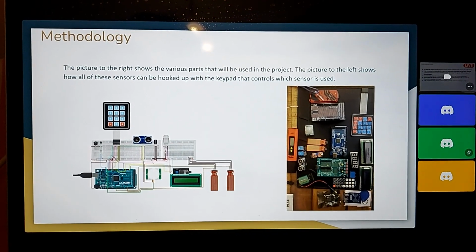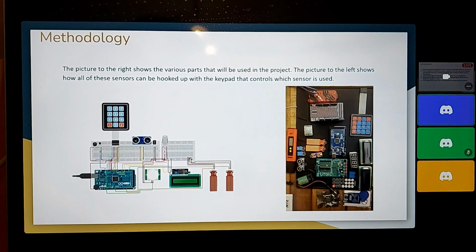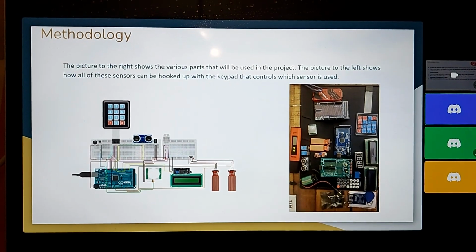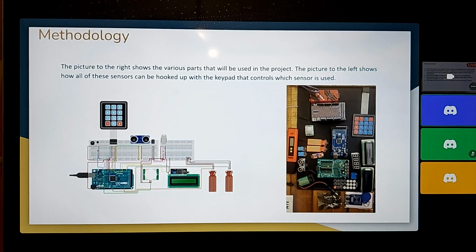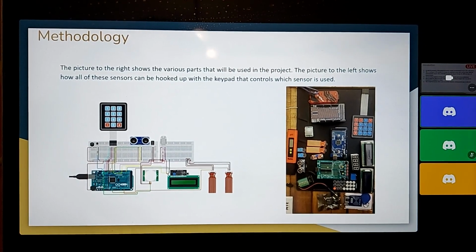So for the methodology section of this final project, I have two pictures here. The picture to the right shows the various components that we will need to hardwire our circuit, and the picture to the left shows the wiring of all these various components.